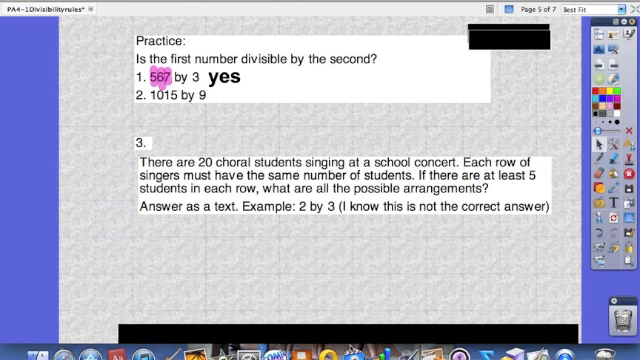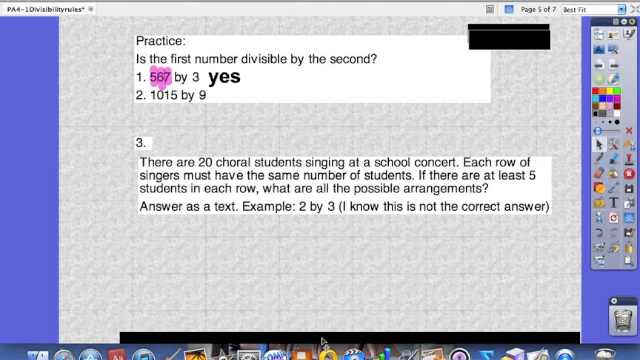Looking at the next example, we see a word problem. There are 20 choral students singing at the school concert. Each row of singers must have the same number of students. If there are at least 5 students in each row, what are the possible arrangements?